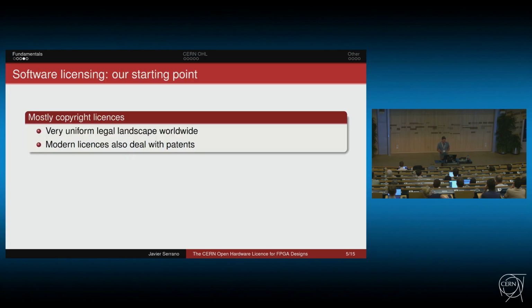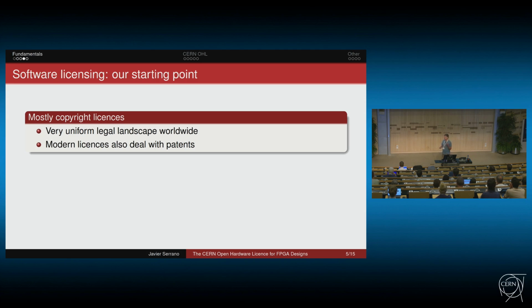Okay. So when we started thinking about hardware licenses, software licenses were our starting point. Also at the time, when people started writing HDL and sharing it with others, software licensing was all there was. So people started using software licenses, different types of licenses. Some applied more easily than others, as we will see later. So it was a natural starting point for us.